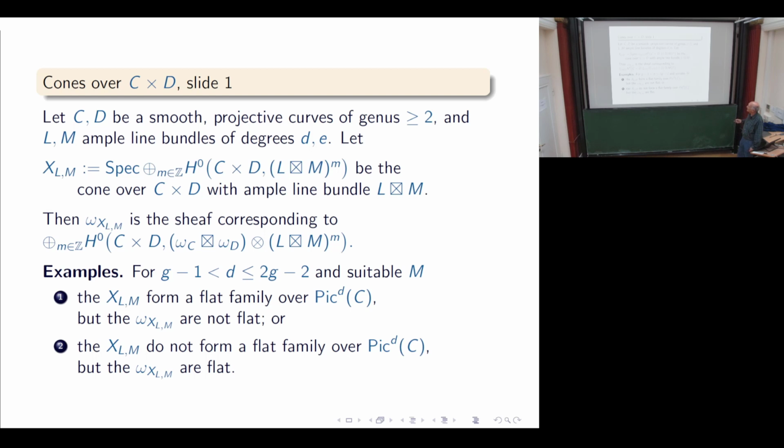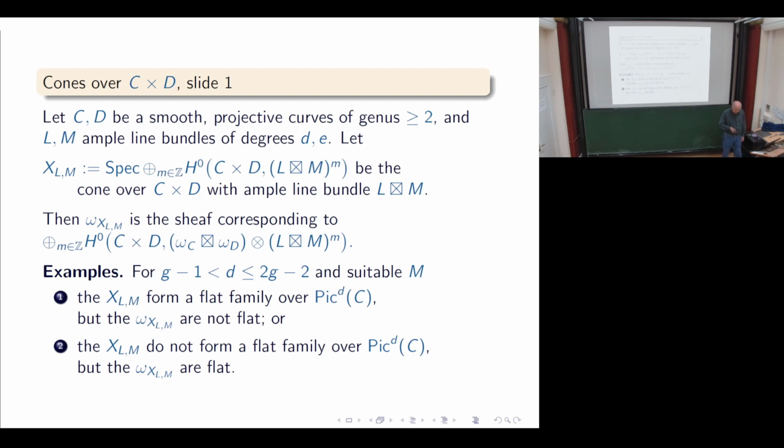And then on the next slide, I will show you that I can choose this M in such a way that the cones form a flat family, but the dualizing sheaves are not. And then for a different choice of M, I will see that the dualizing sheaves form a flat family, but the cones themselves are not. Okay? So it's interesting to see that the flatness of these two objects are in fact independent of each other if you write down the right example.